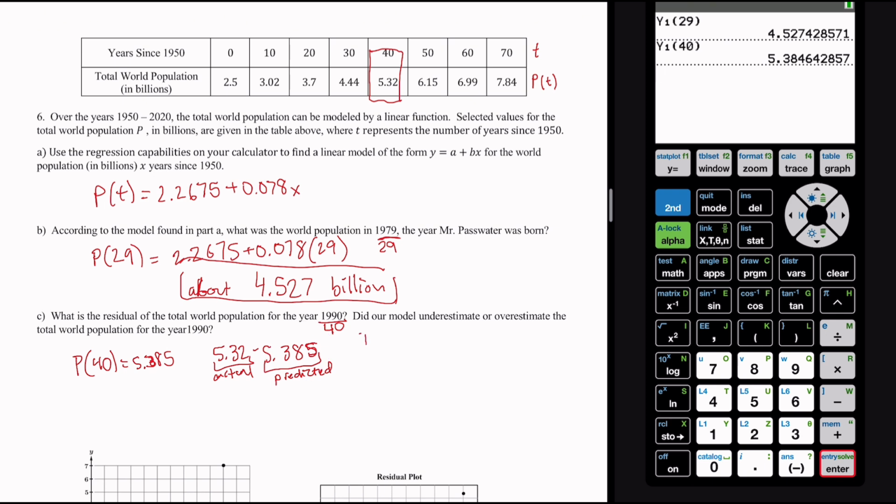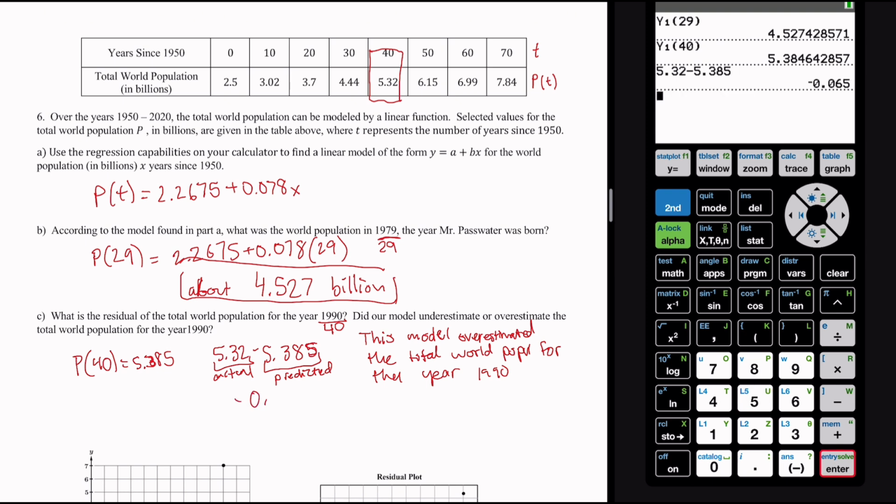So we can say this model overestimated the total world population for the year 1990. So that's your answer. It's an overestimate. And what is the residual for the world population of 1990? It would be what this is. So let's put that on the calculator real quick. So 5.32 minus 5.385. That's the answer. So negative, it's around negative 0.065. But yeah, make sure that you're answering both questions.